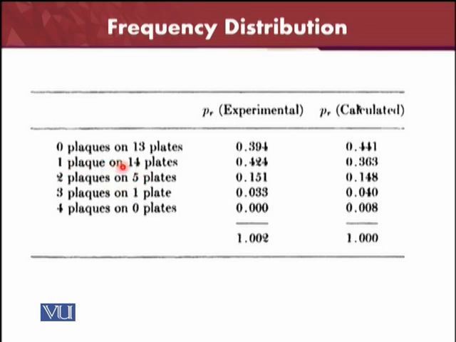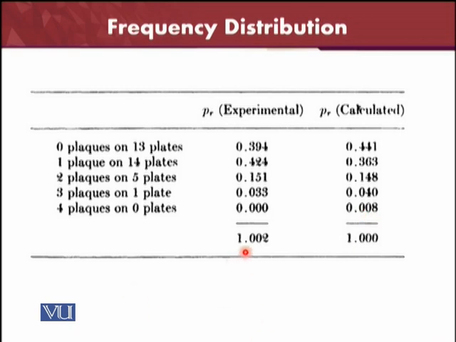One plaque is on 14 plates. Similarly, 2 plaques are on 5 plates. And then 3 plaques appeared on 1 plate. So these are the numbers of plates, and then 4 plaques on 0 plates. Of course, experimentally we have seen 4 plaques and then 0. If we calculate with the formula, it will be specifically 0.008.